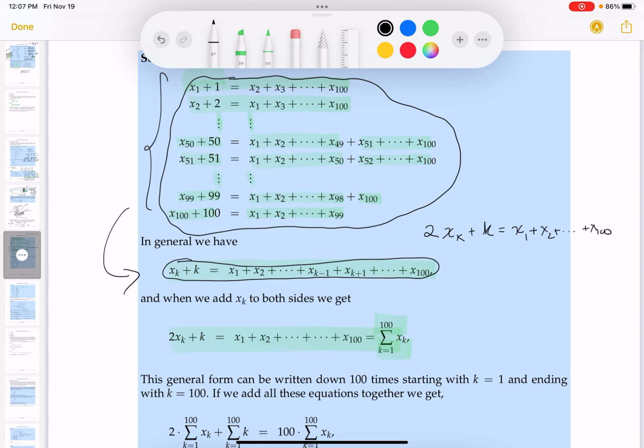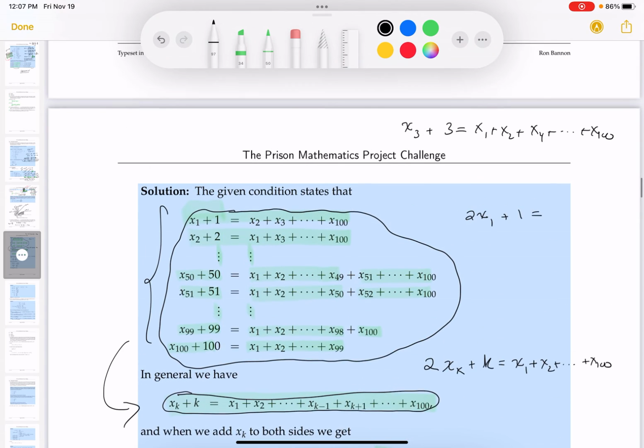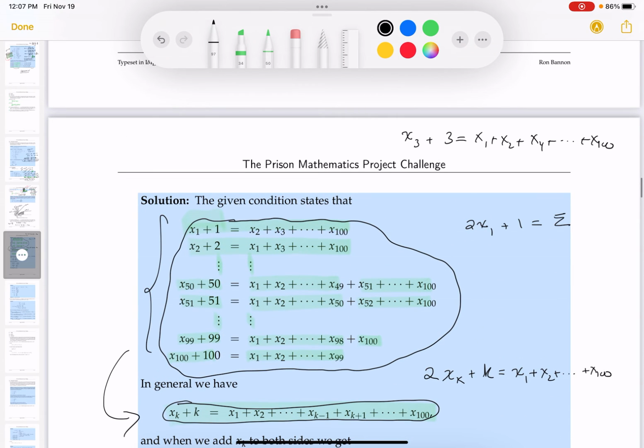Well, that's not bad. If I add them all together, I still want to get the same pattern. So I'm going to say 2x1 plus 1 would now equal that sum. I'm going to call that sum, n equals 1 to 100 of x. Let me call it J instead. I don't like using I. J equals 1, and now it would be xj.